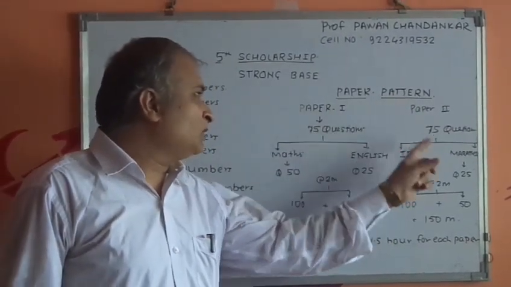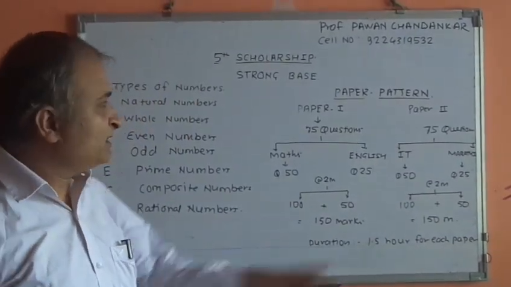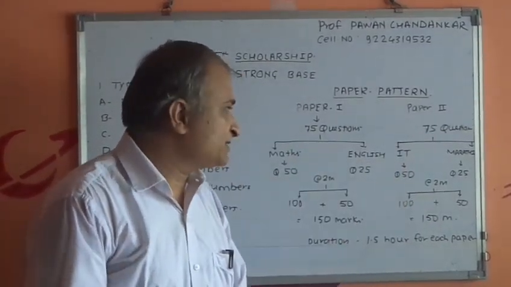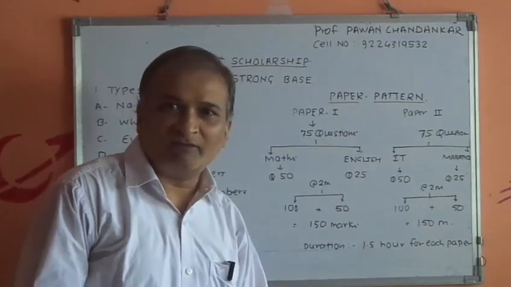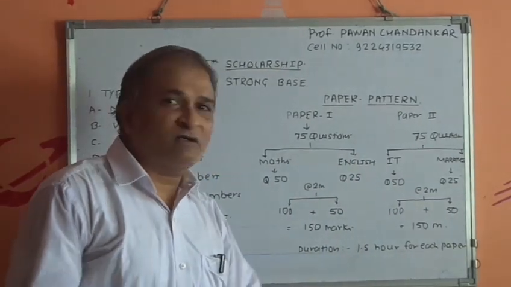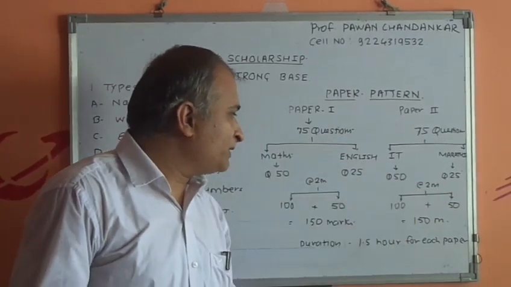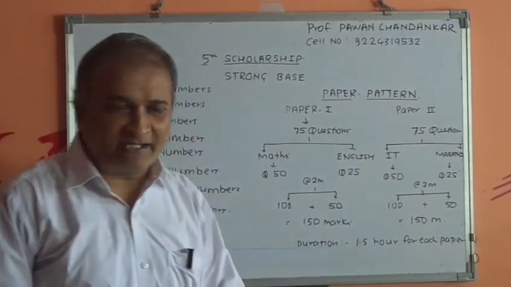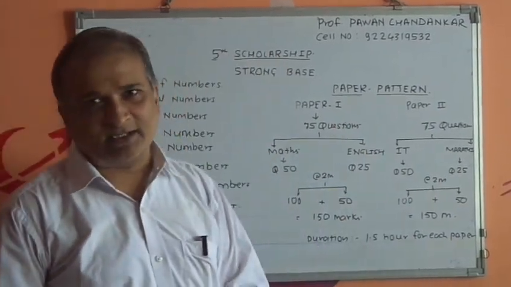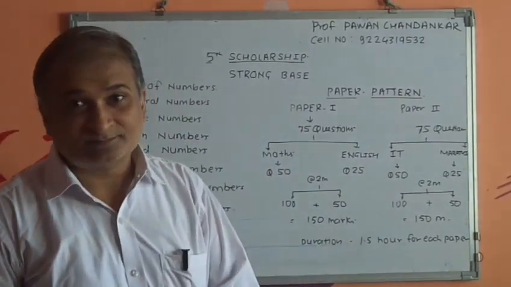Paper 2, in paper 2 also there will be 75 questions. The bifurcation of these 75 questions is in this manner. In IT there will be 50 questions, and in Marathi there will be 25 questions. As usual, 2 marks will be awarded for 1 question. So if you look at the total of IT, 50 multiplied by 2, 100 marks are there for IT, and 25 multiplied by 2, 50 marks are there for the Marathi subject. Right? So this is how the second paper is also of 150 marks.